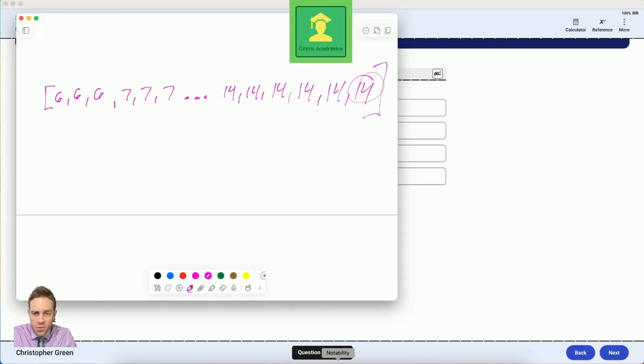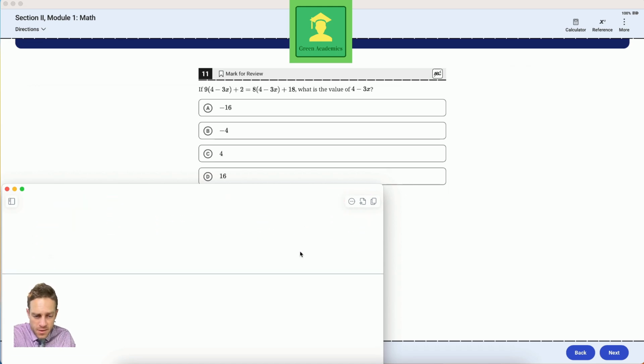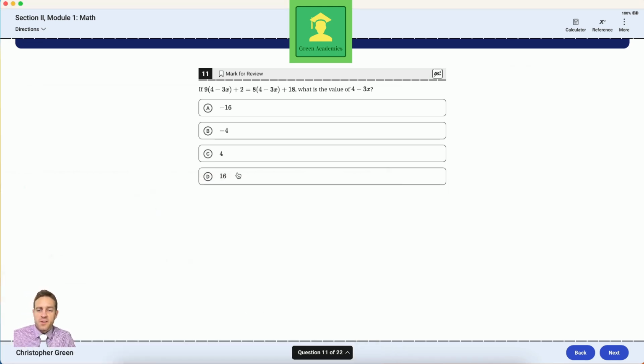This is really helpfully doable by substitution. So watch what happens if I substitute for this as a unit. If I substitute for 4 minus 3x and call it something like q as in quicksand, then the original expression becomes 9q plus 2 equals 8q plus 18, which very quickly collapses to be simply q equals 16. So this thing as a unit, which is what it's asking about, just is 16.